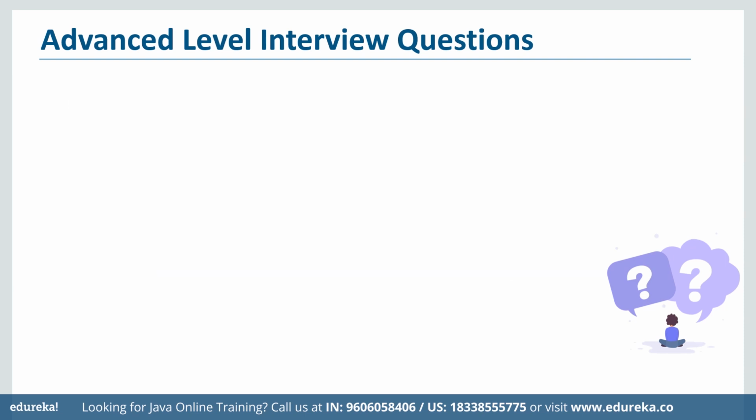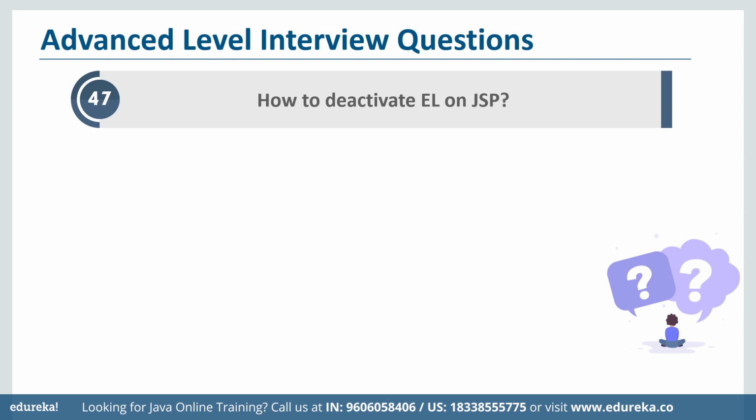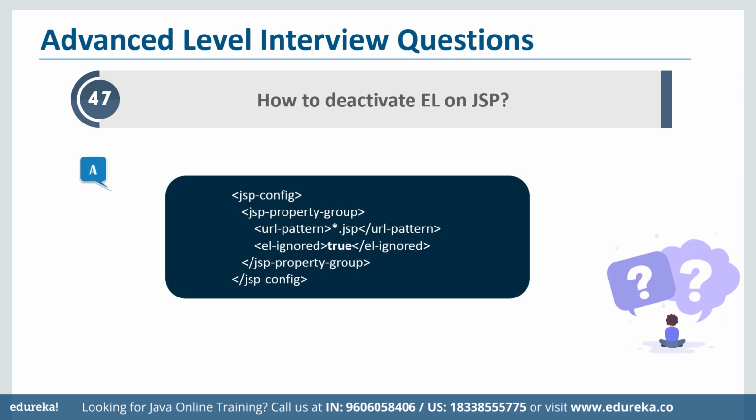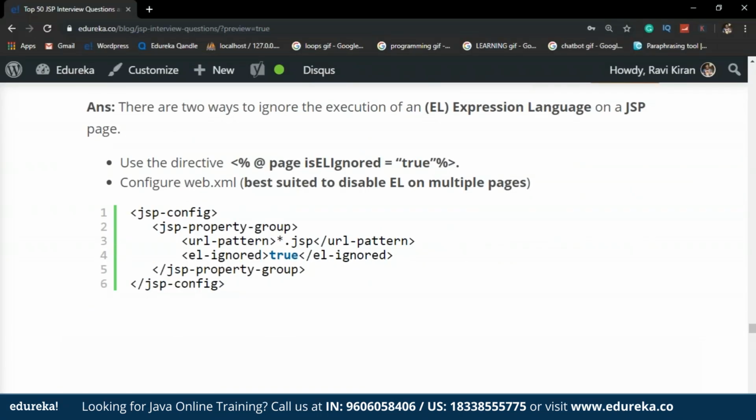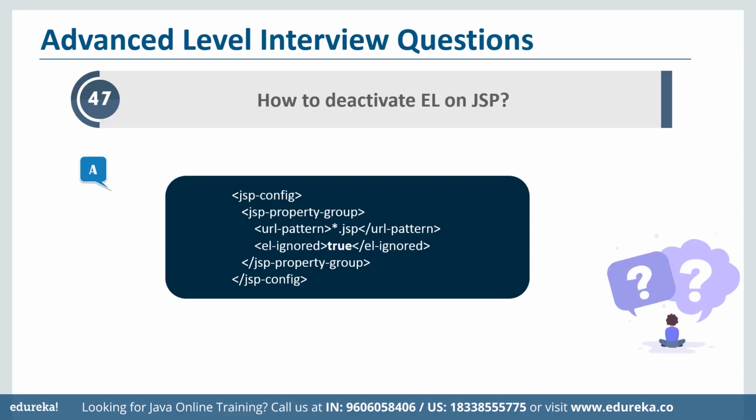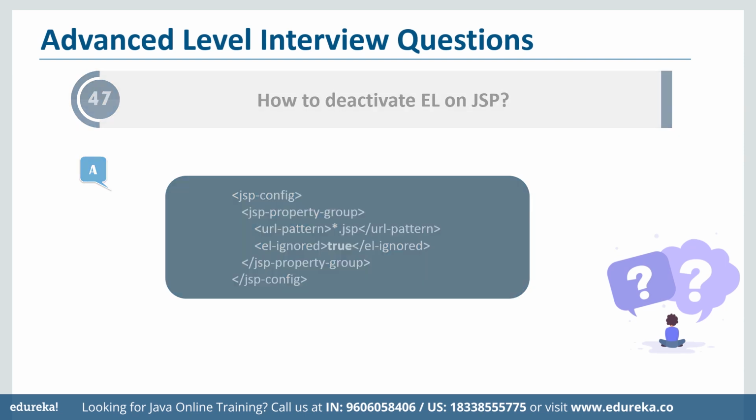Now, let us move on to our next question. The next question is, how to deactivate EL on a JSP? The answer is, there are two ways to ignore the execution of an EL, that is expression language, on a JSP. First one, use the page directive with isELIgnored equals true, and the next method is to configure web.xml. This method is best suited to disable the EL on multiple pages. The following syntax can be used to disable the EL on multiple JSP pages.